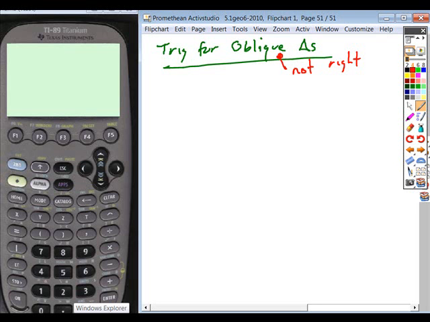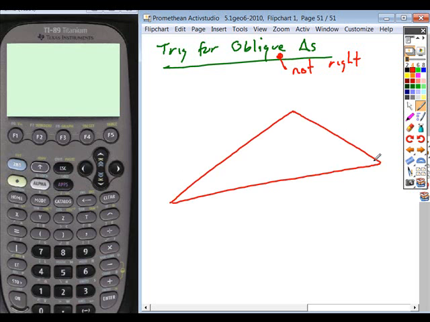And so when you're dealing with oblique triangles, that is, non-right triangles, there are a couple of special cases you can use, and they have specific equations or formulas or relationships that can be used for those. So let's take a look at one instance of this.